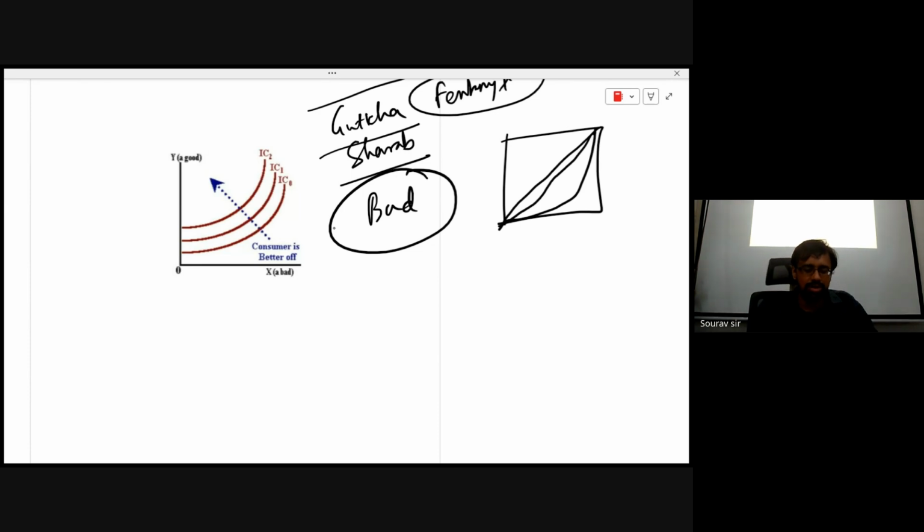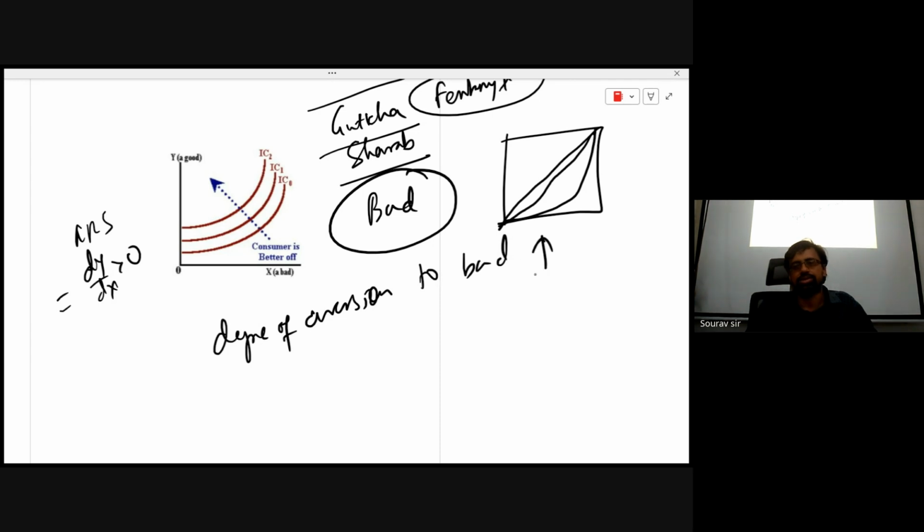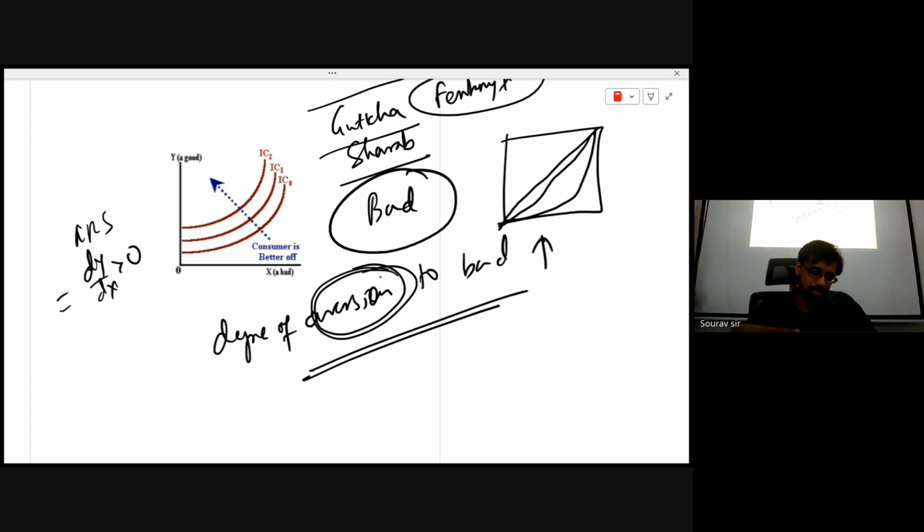So this is the consumption slope. MRS क्या होगा इसका? dy by dx greater than 0. अच्छा, कर्व स्टीपर या फ्लैटर कब होगा? When the degree of aversion to bad increases. तो इसमें क्या होगा? स्टीपर हो जाएगा? नहीं. हाँ. But aversion means, degree of aversion to bad means not wanting bad, so he's trying to take this thing away.